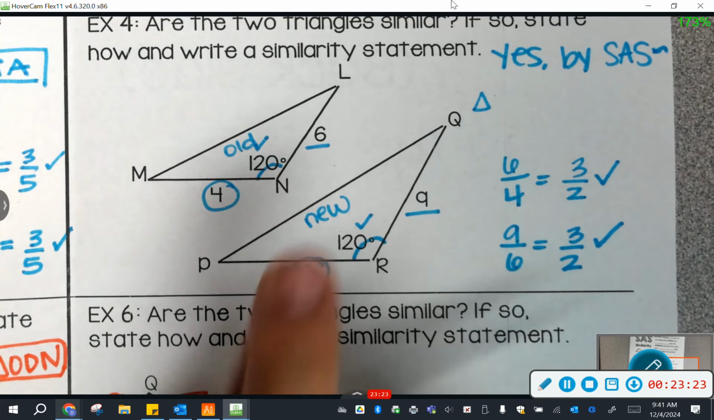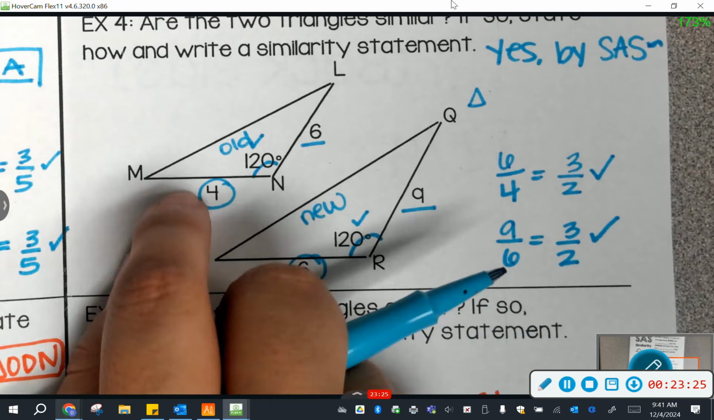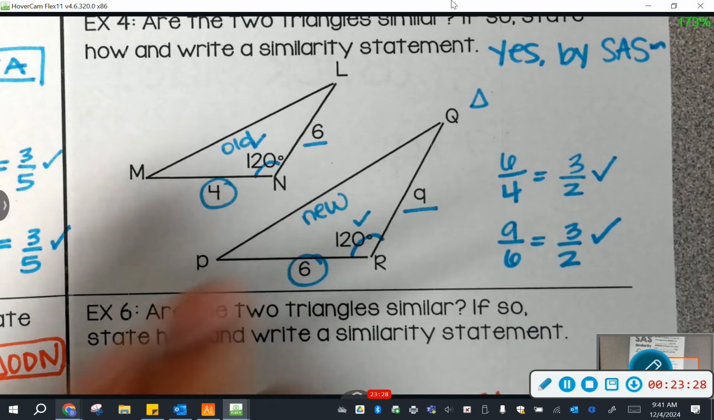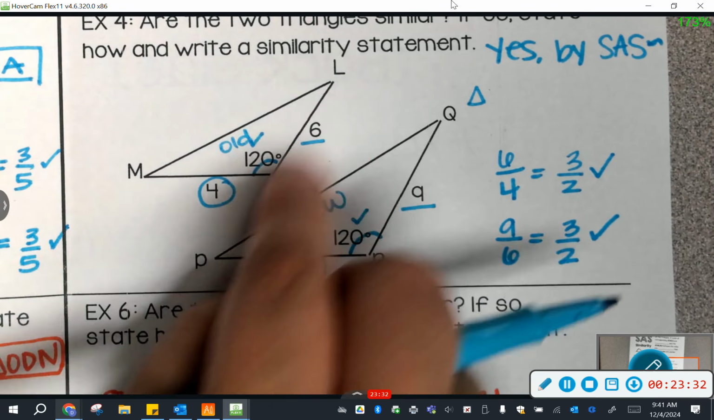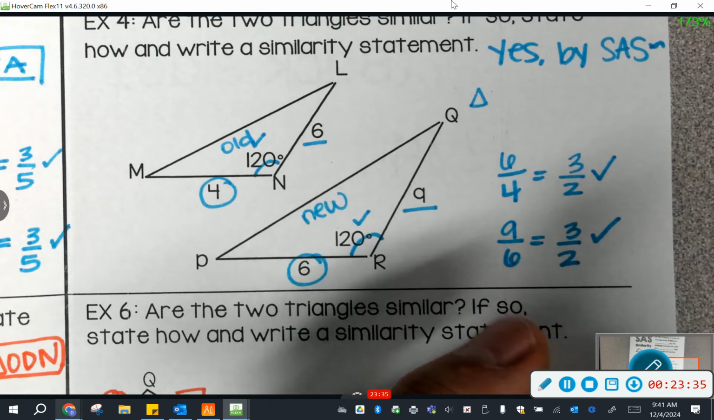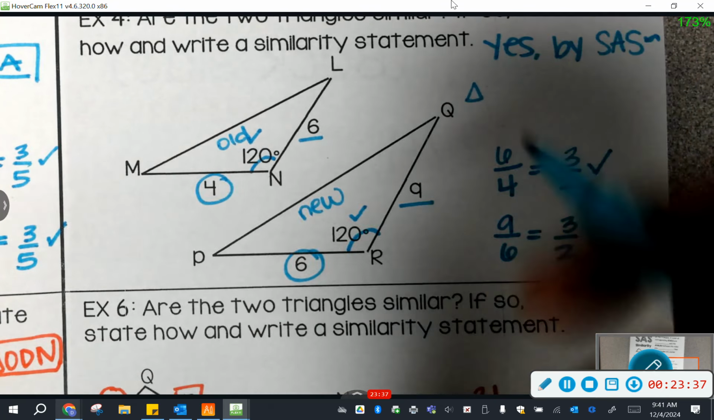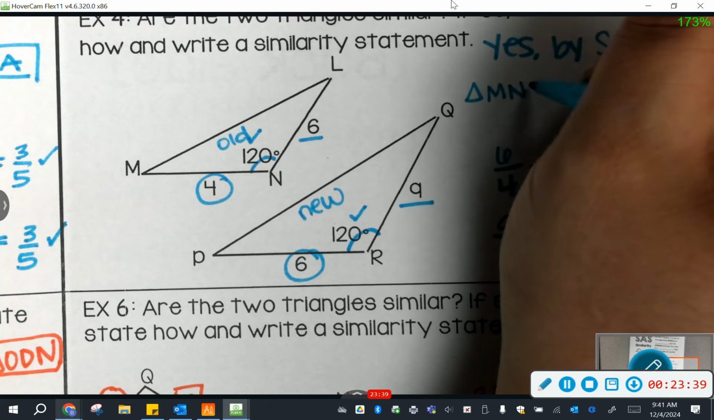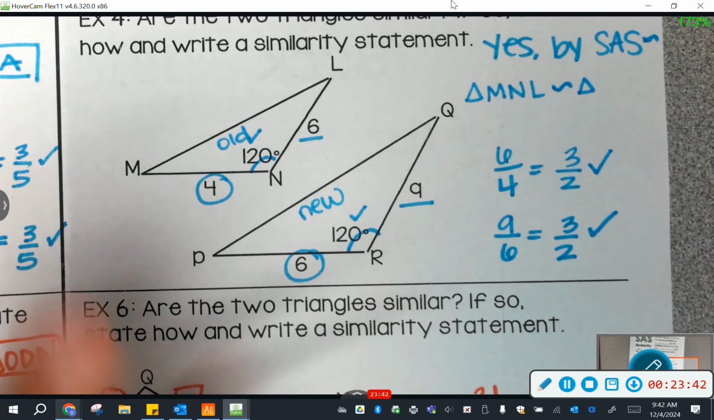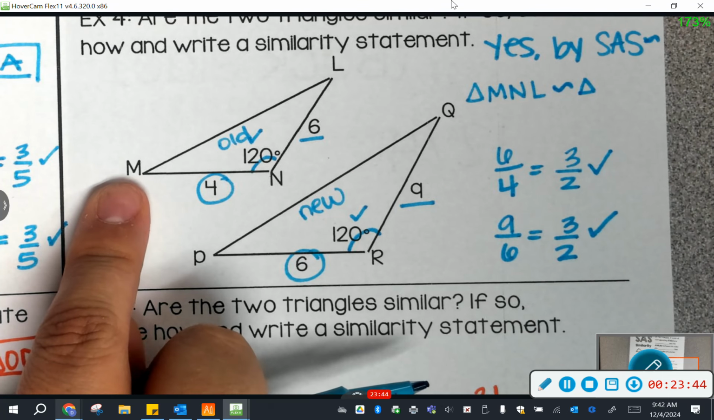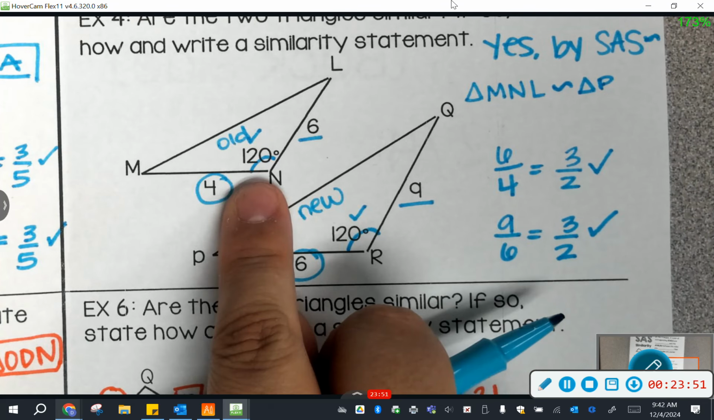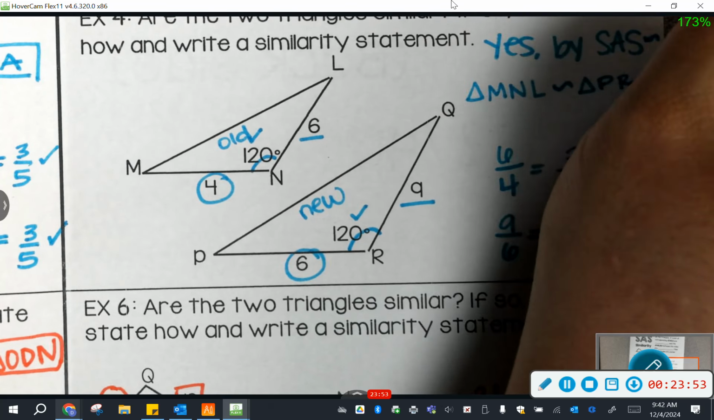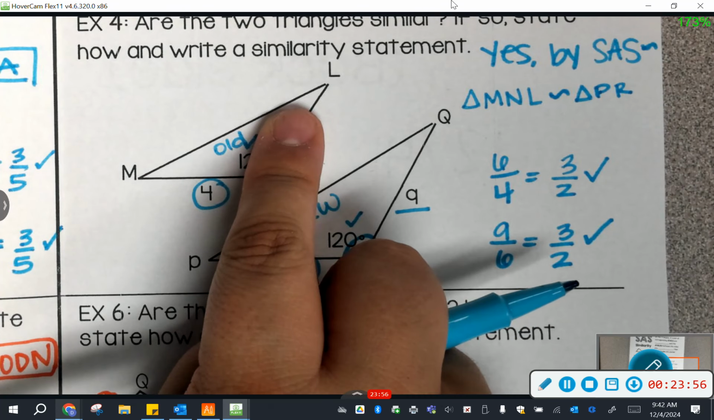And what I was just telling Jonathan is he asked, how do I know which ones to start off with? It really doesn't matter. You all could do different ones. You could do MLN, MNL, it doesn't matter. What matters is your second statement needs to make sure everything corresponds. I'm going to do MNL. What goes with M? P. What goes with N? R. What goes with L? Q.